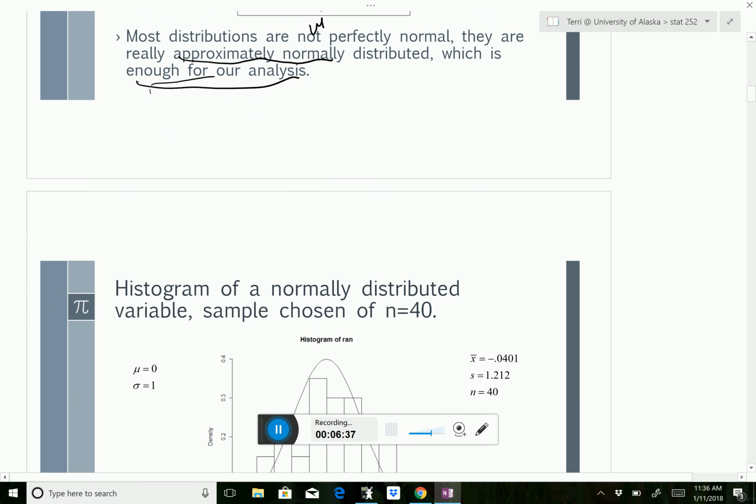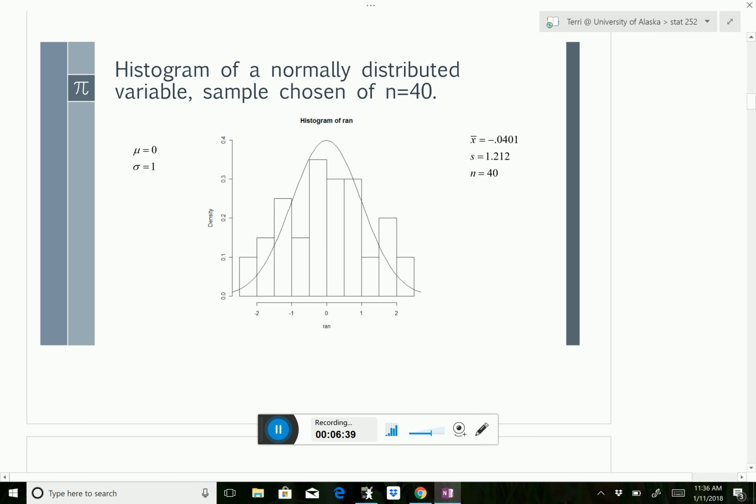Okay. So let's just investigate a few normally distributed variables. What I did here is I used a computer program to generate random numbers, and I wanted to make sure these random numbers were normally distributed. So I took a random sample of size 40 out of normally distributed random variables, and then I did a histogram of them. And I superimposed the normal curve. So this is the superimposed normal curve.